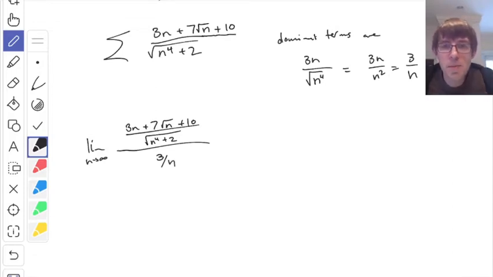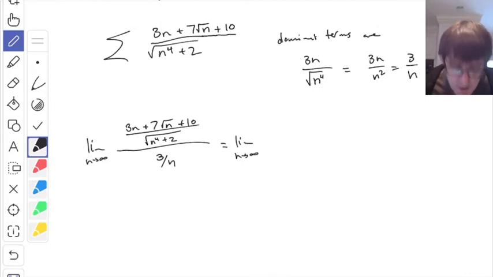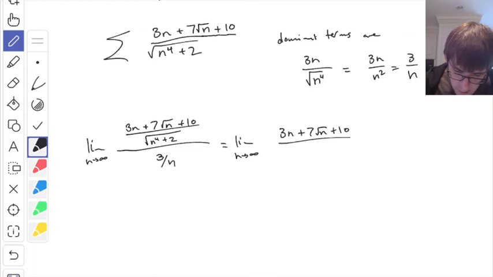And then we do the same thing as before. We simplify as much as we can and take the limit. So simplify, instead of dividing by 3n, it's the same as times n divided by 3. So this is 3n plus 7 root n plus 10 over root n to the 4 plus 2 times n over 3, right?